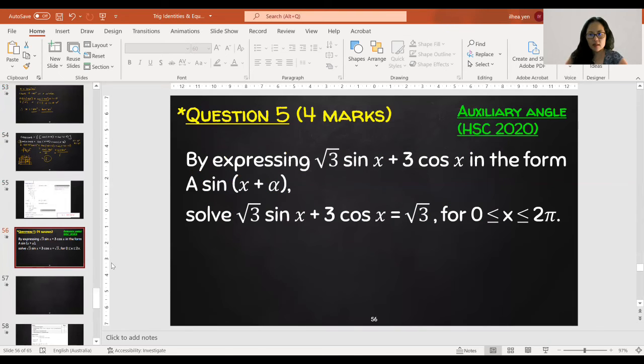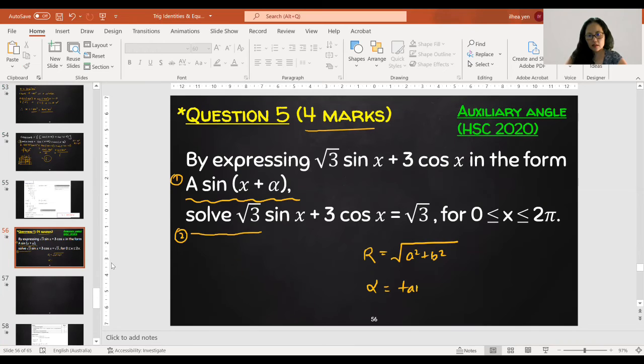All right, next question, auxiliary angle. By expressing root 3 sine x plus 3 cos x in the form a sine of x plus alpha, solve it. Do this first and then solve. So two things we've got to do, and that's why it's 4 marks. Now, I'm going to use the formula. So I'm just going to write the formula here. And then alpha is tan inverse b over a. So I'm going to use that to solve it.